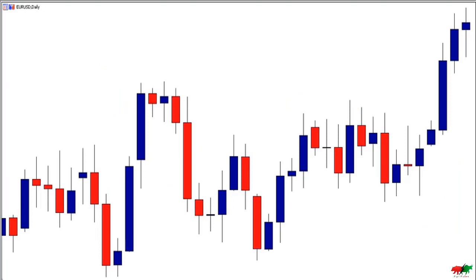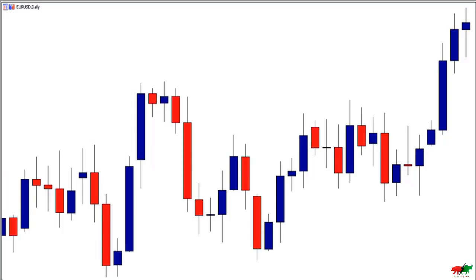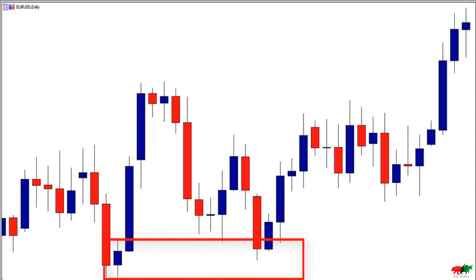This is the Euro US dollar daily chart. This is a drop, base, rally, demand zone. Let's qualify the zone. So the move is quick and strong. The candles are big, which indicates that there is a bank or financial institution behind this move. The previous resistance level is broken. The zone is fresh and the risk to reward ratio is good.